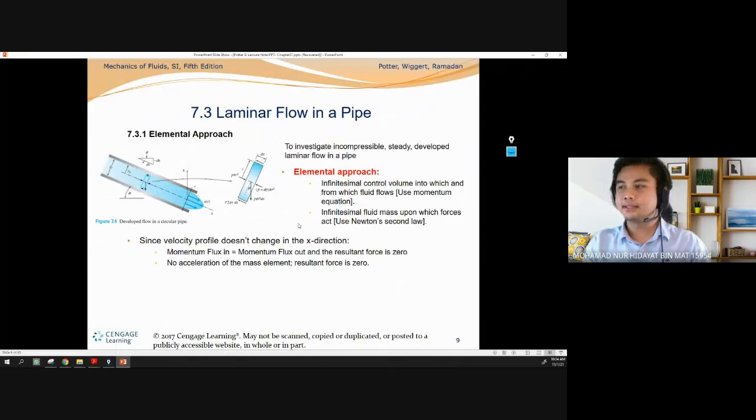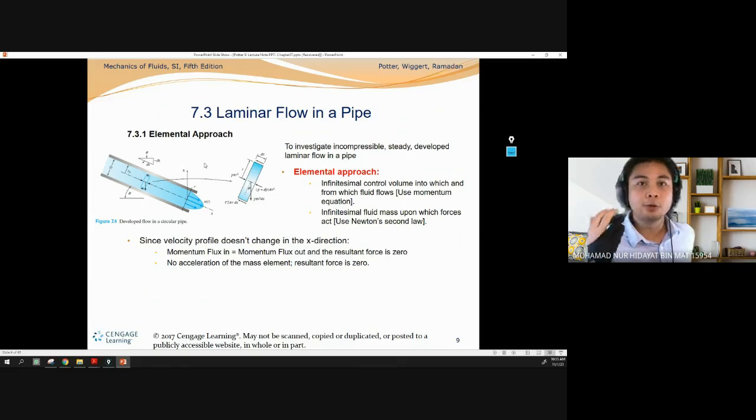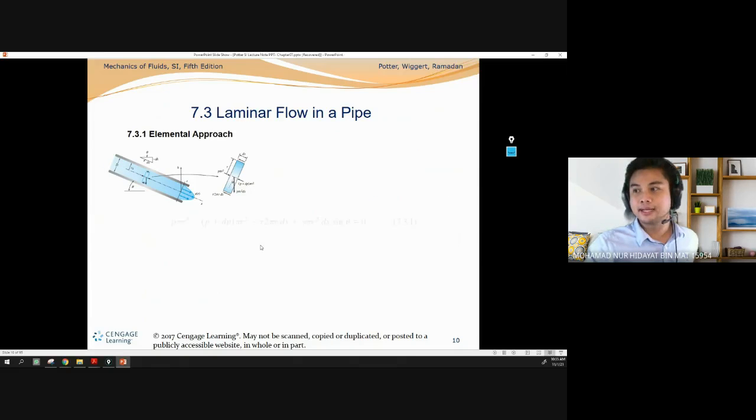So based on this elemental approach, we can apply the force balance, since the velocity profile doesn't change in x direction. So for this case, we talk about the developed flow, meaning the velocity profile will not change at all across the distance. It is always the same pattern. So this only applies for constant flow, constant velocity profile. Fully developed flow. So we apply the force balance.